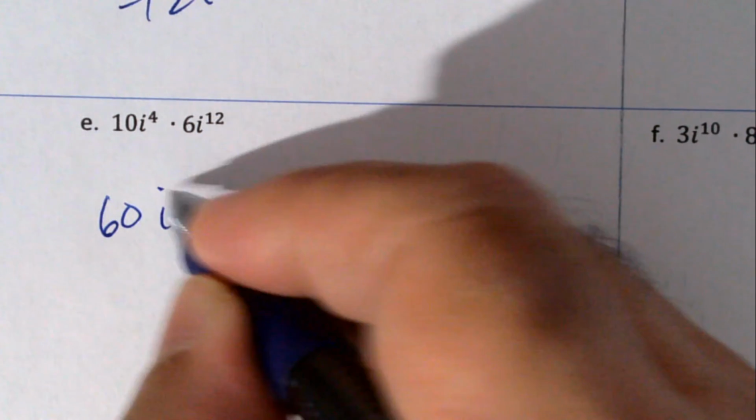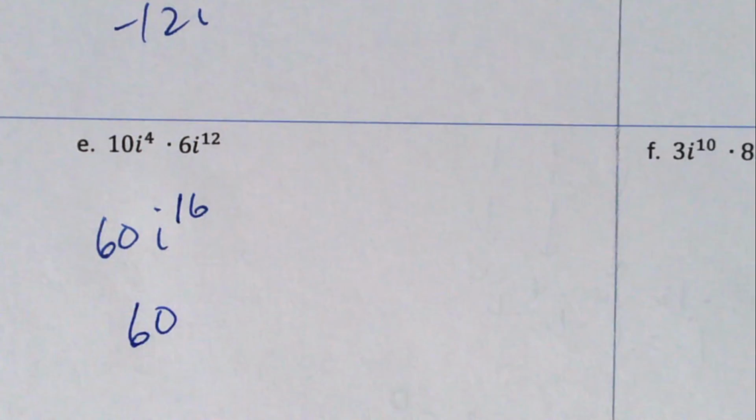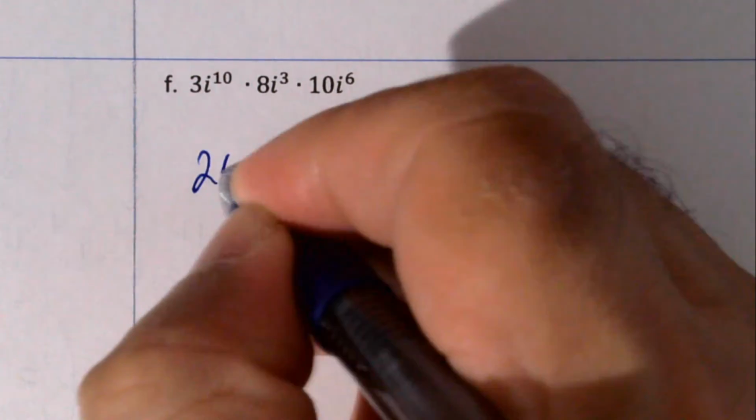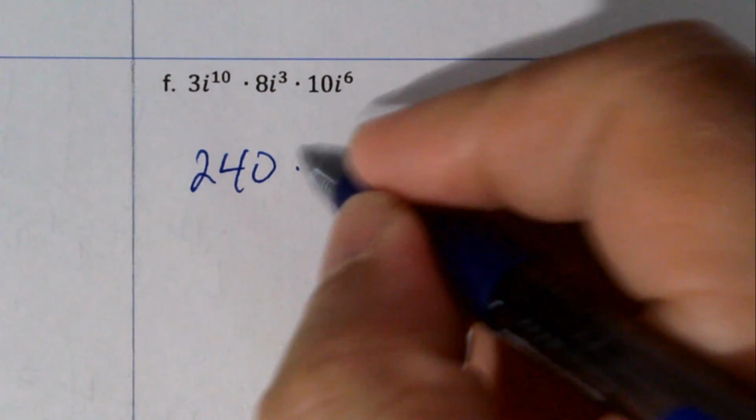Next one. Here, multiply 10 times 6 is 60. Then that's going to be I to the 16. Remember, when you're multiplying bases with exponents, you add the exponents. 16 is a multiple of 4, so that's going away. So it's just 60. F, we got... Multiply the regular numbers, 3 times 8, 24 times 10 is 240. Add the exponents, 10, 13, 19, so it's I to the 19th.